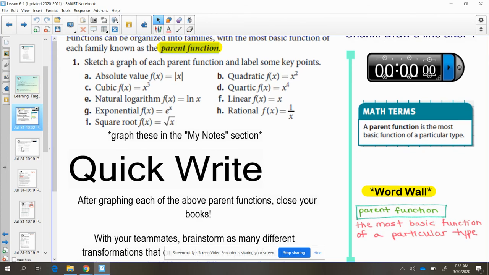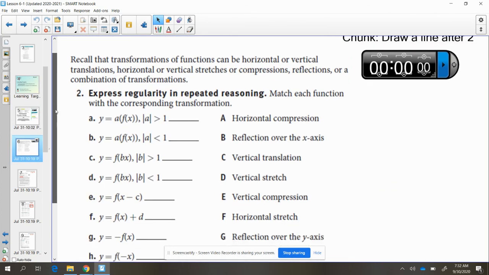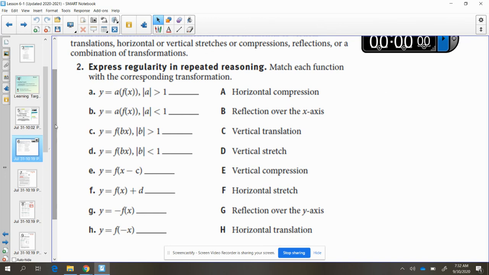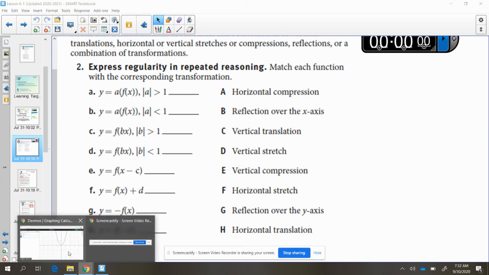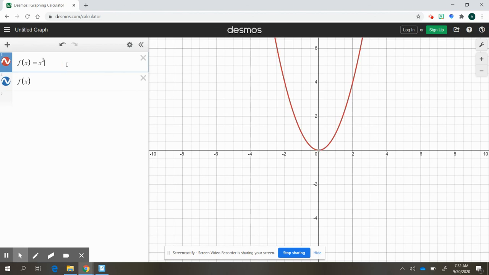Now from here, what we're going to talk about then is what happens when we start moving these around. So have this chart handy, and I'm going to kind of go through it so we could start testing these out to see which one matches with the other. So I'm just going to choose our quadratic as our parent function because I think it's a good one to start playing around with.